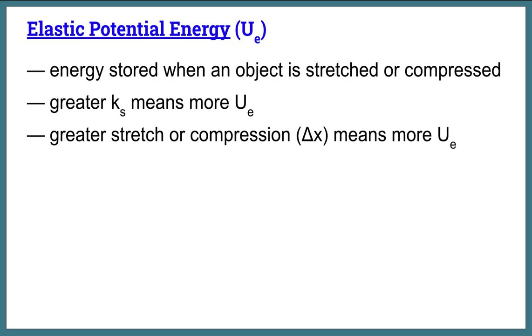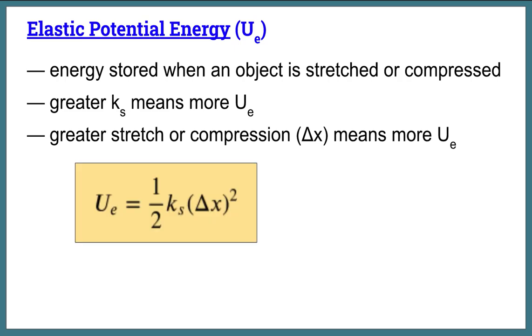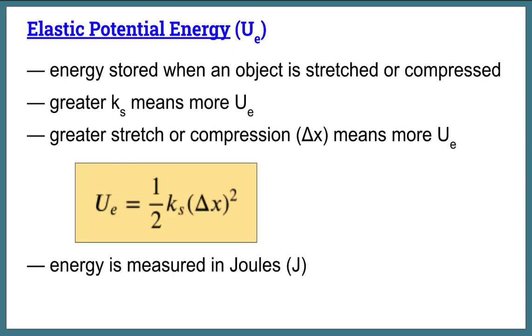And you might think, well, doesn't it matter whether it's being stretched or being compressed? In fact, it doesn't, because the formula for the elastic potential energy involves squaring that delta x. So no matter whether it's getting smaller or larger, it's going to be squared, and so the overall value is always going to end up being positive. This type of energy, like all types of energy, will be measured in joules, capital J.